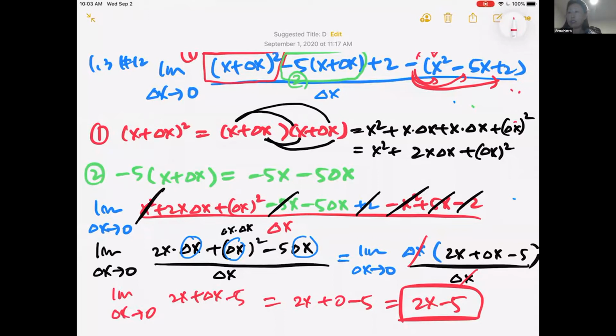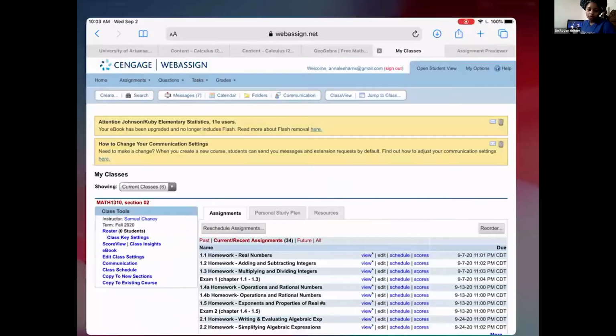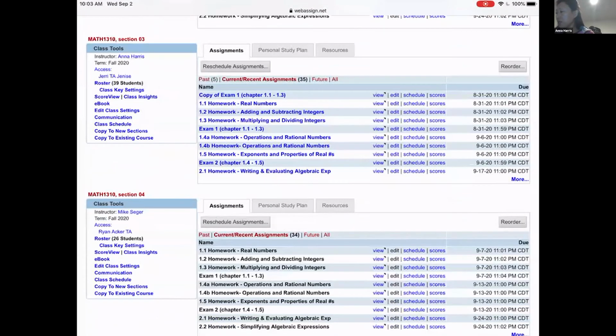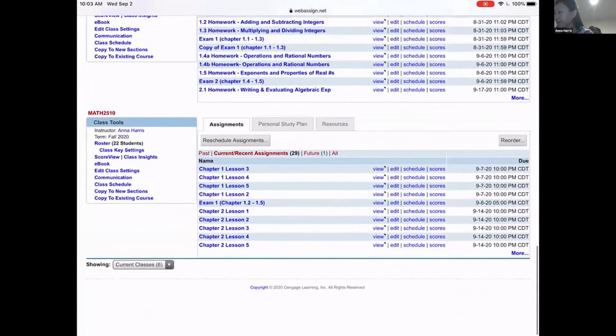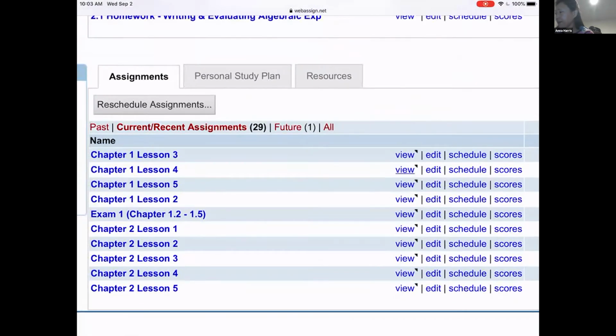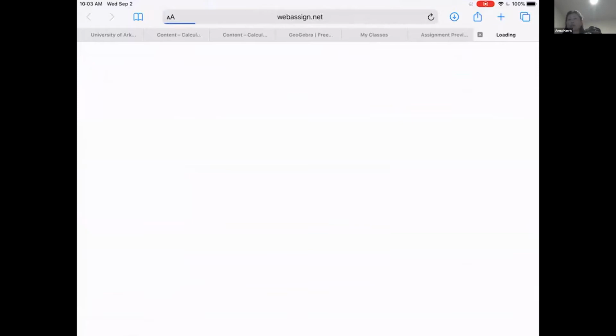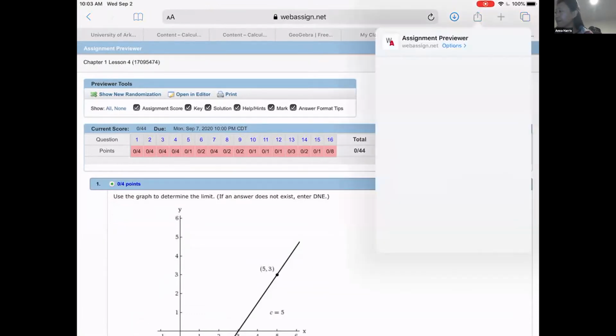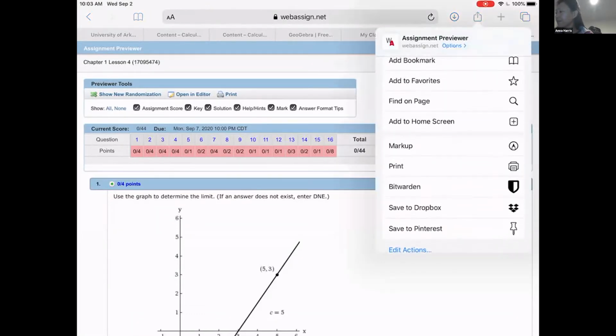Can we work on 1.4 homework because I don't know how to. Yes, 1.4 homework is just fine. We can do that. All right, homework 1.4. Which number do you want to do? Hold on, I'm gonna get on there right now.